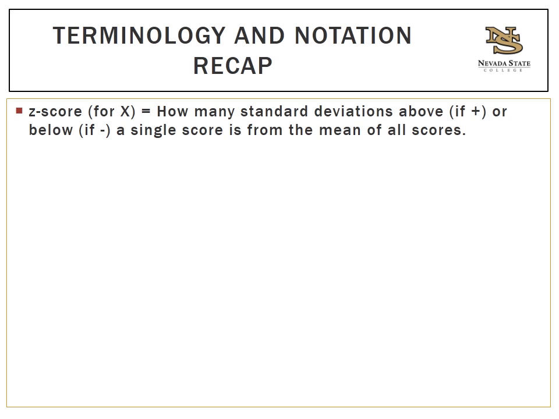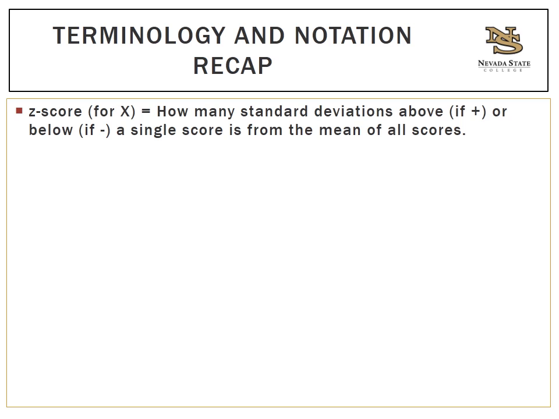So now let's recap z-scores, which are very relevant to the terms that I just showed you on the previous slide. So there's 2 different types of z-scores. One is the z-score for a single score, or x, and then the other is a z-score for a sample mean, or x bar. So when we're talking about a z-score for a single score, an x value, z tells you how many standard deviations above or below a single score is from the mean of all scores.